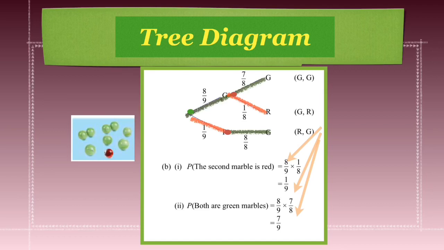So okay, now we want to answer B1. Probability of getting the second marble, which is red. That means we want the green followed by red. So we just follow the branches. The probability is 8/9 times 1/8. So the answer is 1/9. Okay? Be very careful with the words "without replacement". For B2, probability of both are green marbles. So we choose the possible outcome, which is green, green. So it's 8/9 times 7/8. So the answer is 7/9.